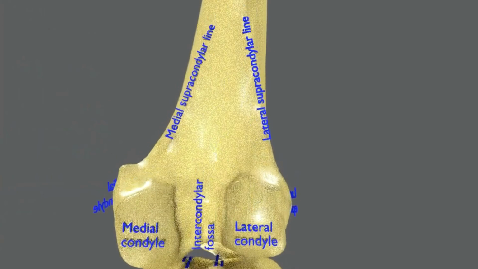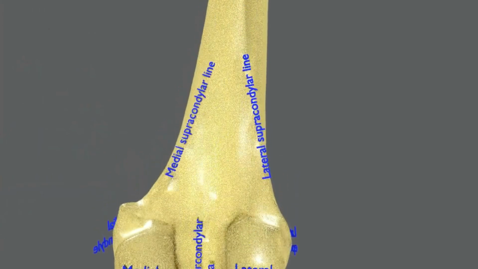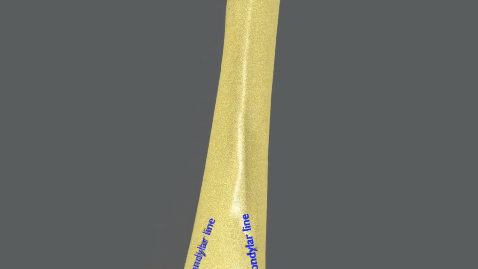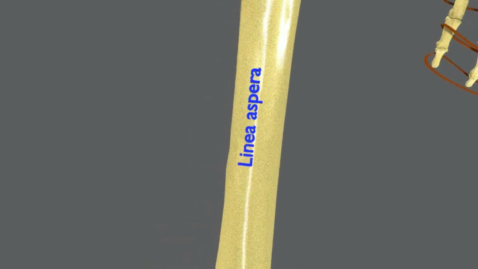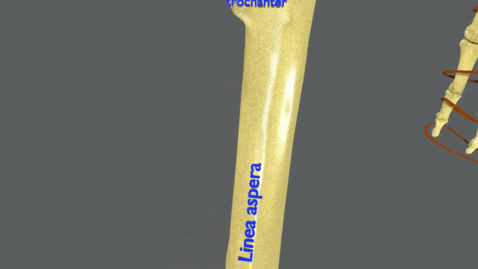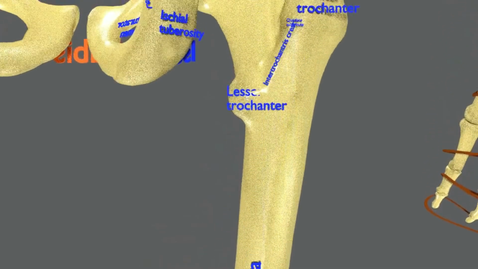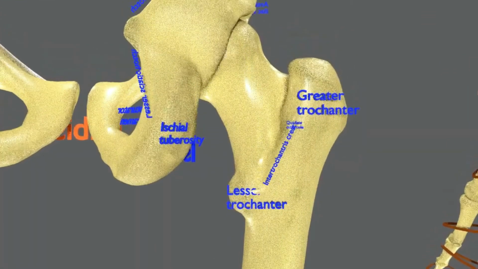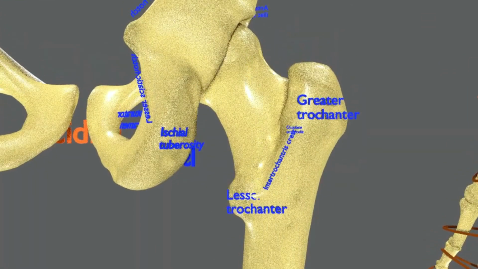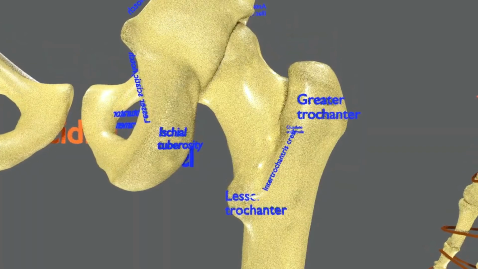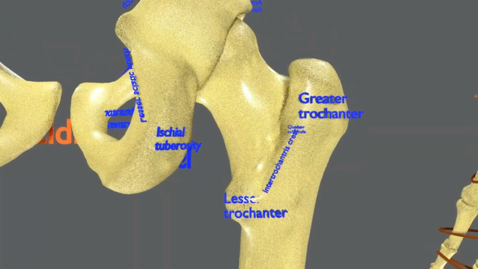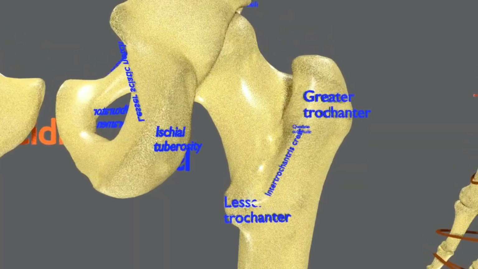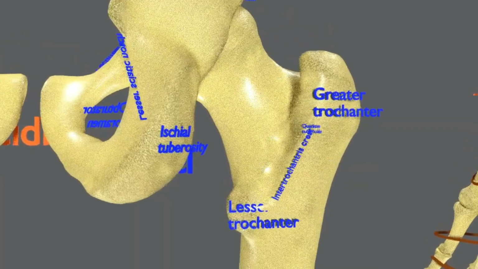The medial and lateral supracondylar line of the femur can be seen superior to the knee joint. Upwards on the posterior surface of shaft of femur is the linea aspera. At the proximal end of posterior surface of femur, you can see the head having fovea, neck, greater trochanter, lesser trochanter, intertrochanteric crest and quadrate tubercle.